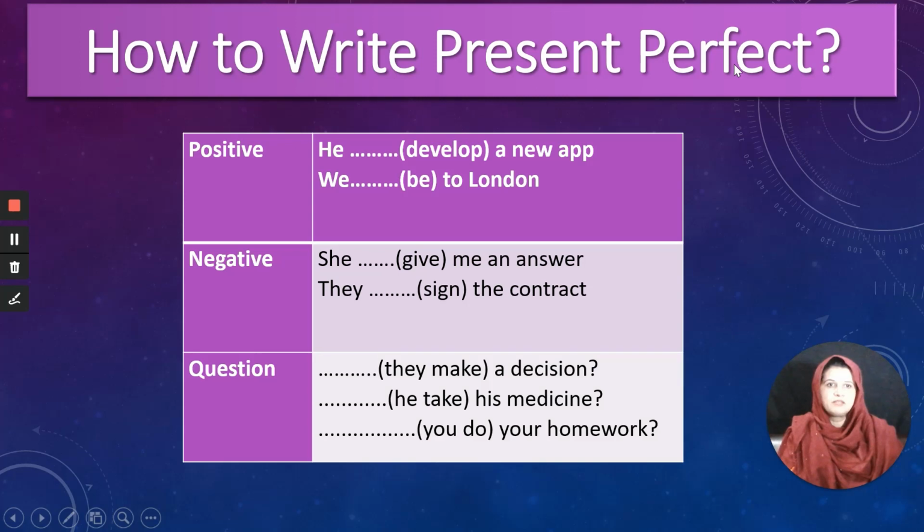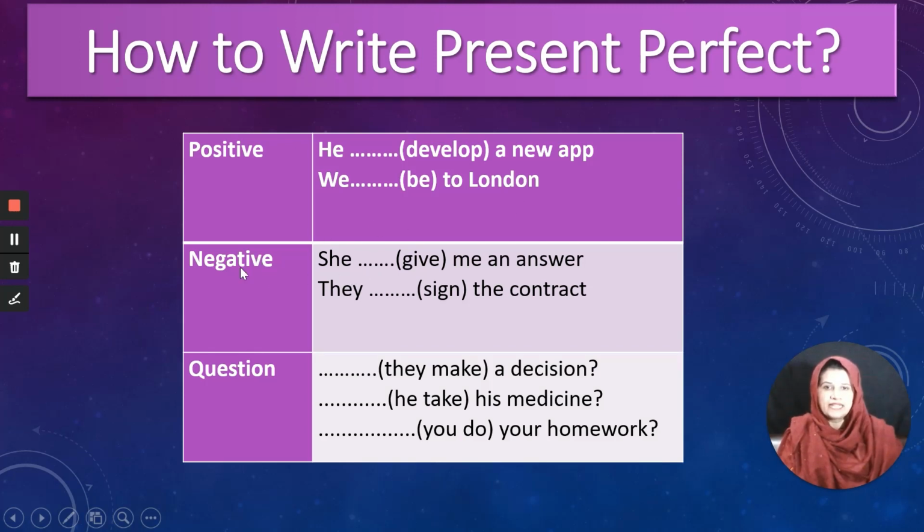How to write present perfect tense. Here we'll make the positive sentences, the negative sentences, and question sentences. For example, he dash a new app. Can you understand what we will add here? He has developed a new app. So we added has as a helping verb and developed as a main verb. We dash to London. Can you guess? Yes, you are right. We have been to London.